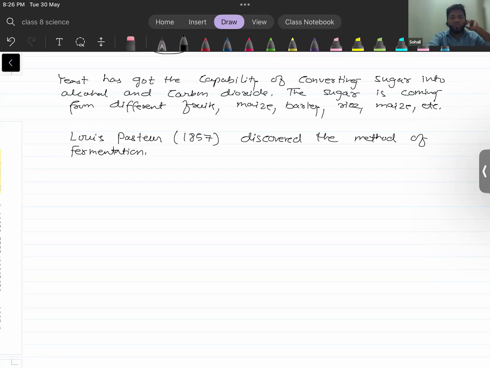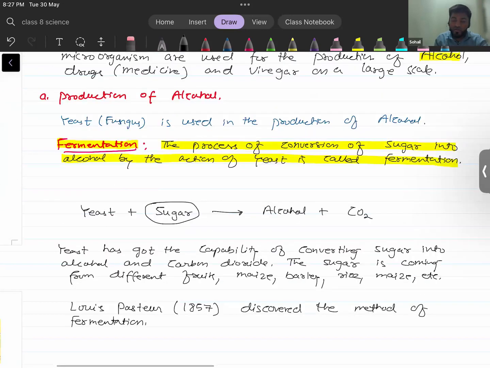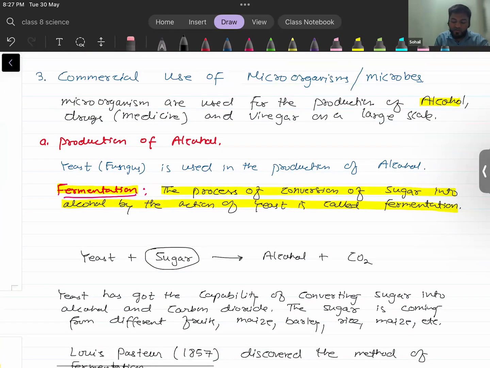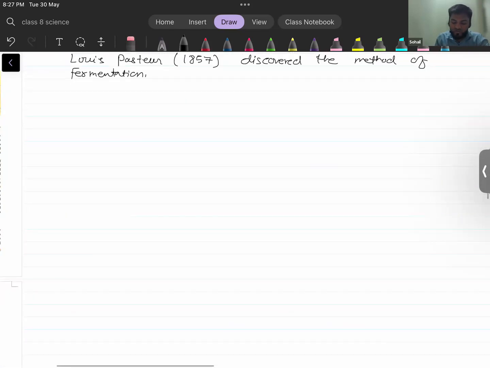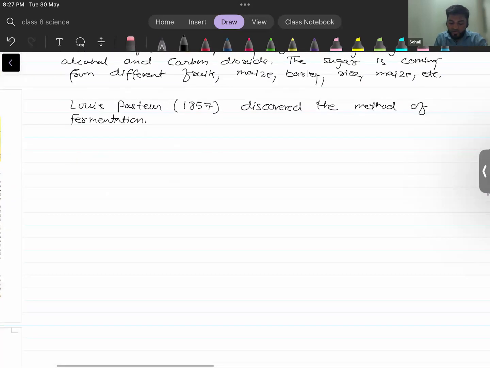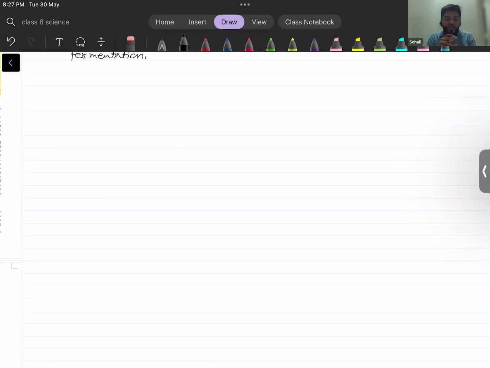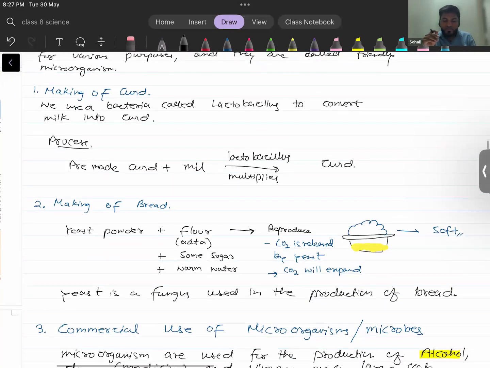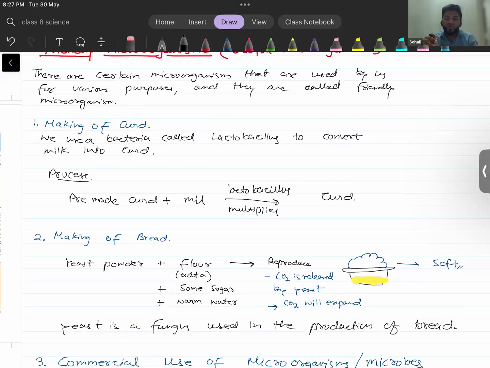Now, what else are we left with? Remember, apart from alcohol, on a commercial scale, what else is manufactured? It is medicines. So let's talk about the medicinal use of microorganisms. We have only 3 minutes left, so it won't be covered today. From next class, we are going to discuss the medicinal use of microorganisms. Like you see, there are so many antibiotics in the market, like streptomycin or penicillin. These are all antibiotics made from different microorganisms.